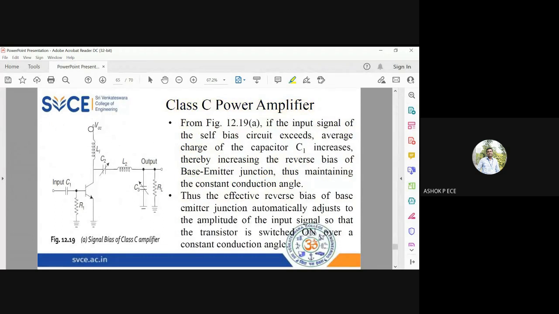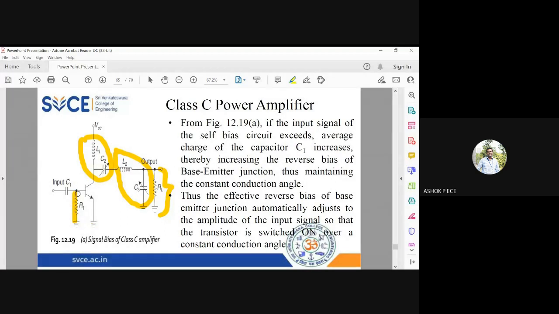Here you can see the application of a class C amplifier in different circuits. As I told you, here you have two circuits. Here I have L1 C2 as one combination and L2 C3 as another combination. Depending on what frequency value I choose for L1 C2 and L2 C3, only that particular frequency will be available across RL. So here I can easily extract one particular frequency from the class C power amplifier.